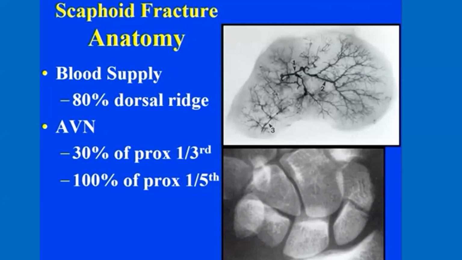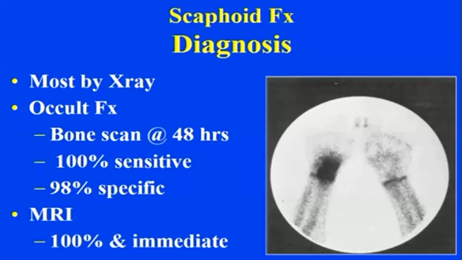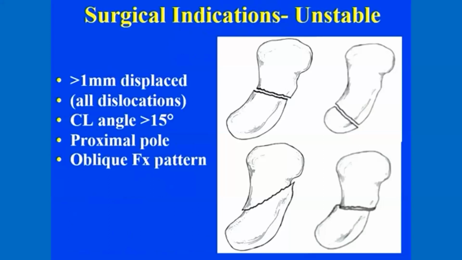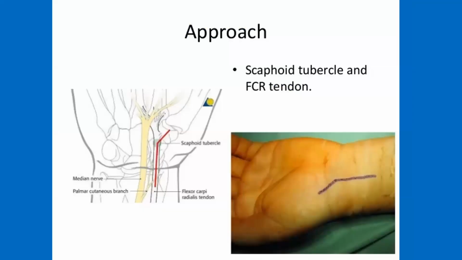When you operate, use percutaneous reduction. The more proximal the fracture, the more chances of avascular necrosis. This shows the blood supply of the scaphoid from the dorsal ridge. The risk is high if you have displacement of more than 1 millimeter, oblique fractures, or proximal fractures. This is the approach we use. It's the Henry approach. If it's not united, this is the approach we use. We use a bone graft. We use the Fernandez technique to operate.